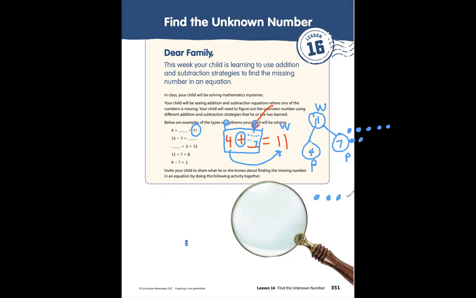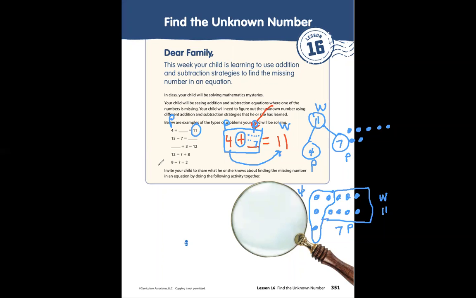Okay, we know we can also take our whole, which is 11, and draw it. 1, 2, 3, 4, 5 new lines, 6, 7, 8, 9, 10, 11. And the part is 4. So if we circled 4, the missing part would have to be whatever is left over, which is 7. 4 is the part we know, and the total or the whole was 11.